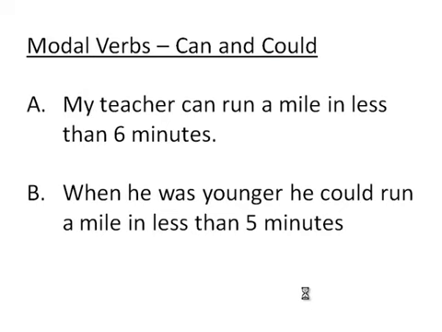We have, my teacher can run a mile in less than 6 minutes. So this is a present event, describes the teacher right now. That teacher could get up, throw on some track shoes, and run a mile in less than 6 minutes. In the second example, we obviously have an event in the past tense because it says when he was younger. He, we'll just assume he is the teacher, could run.